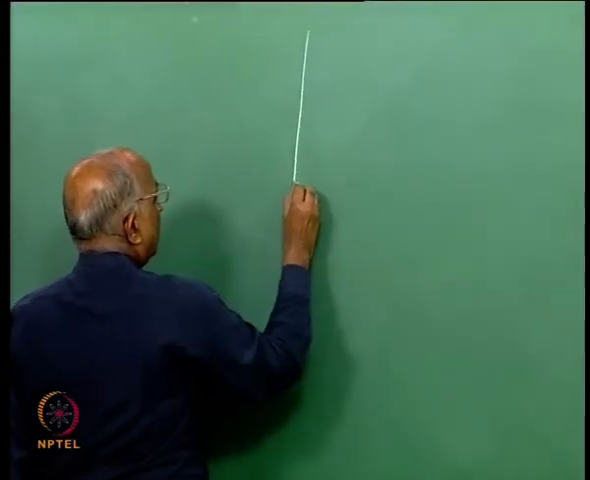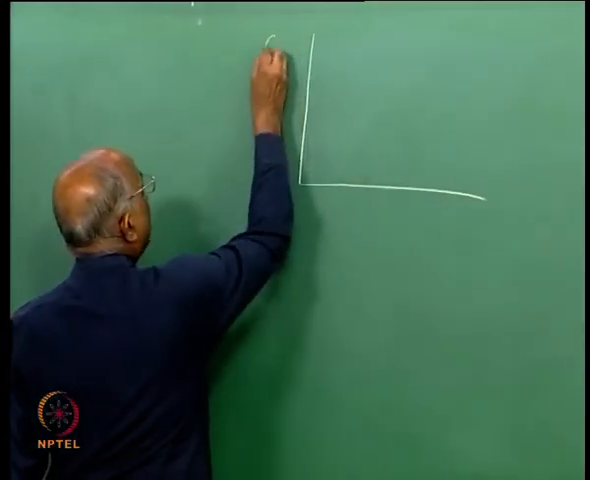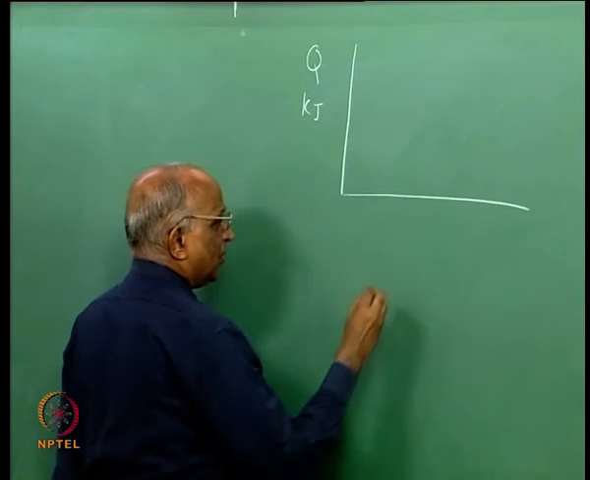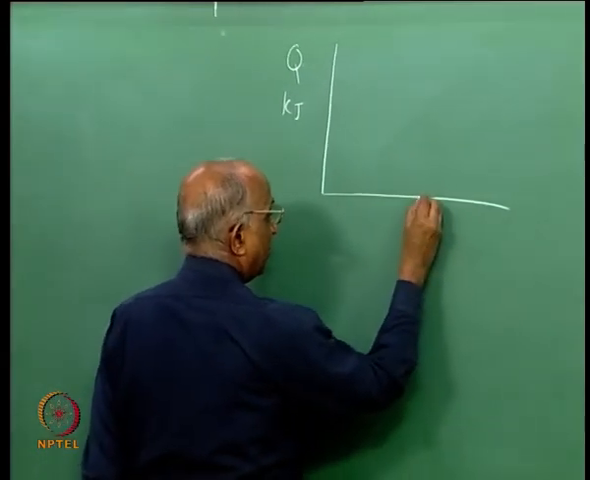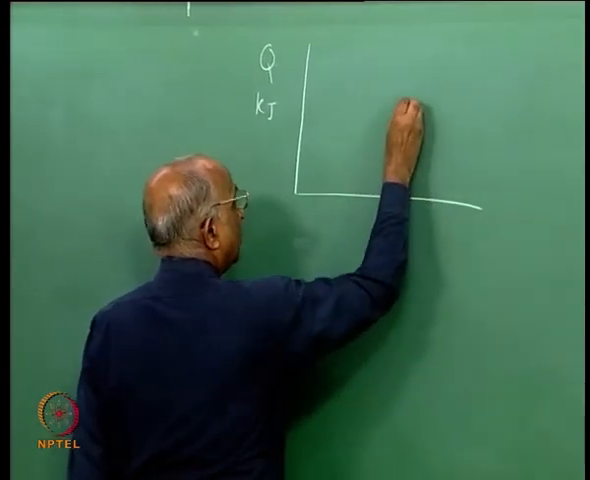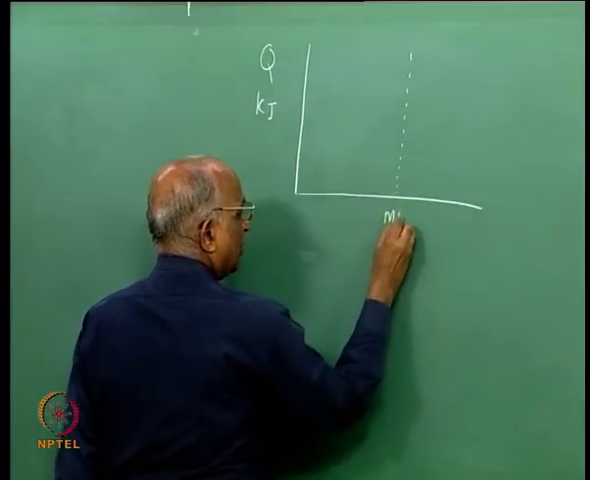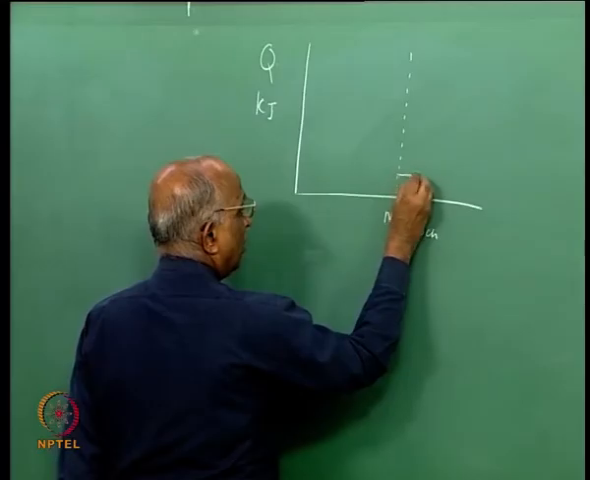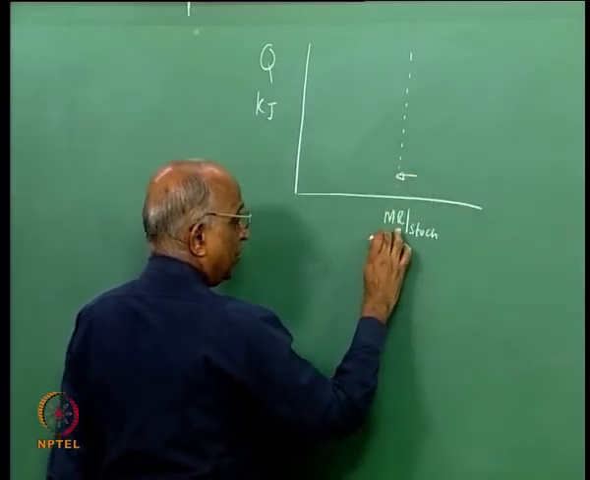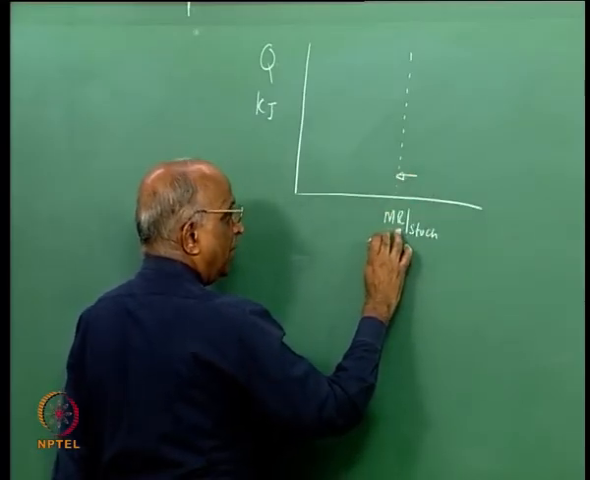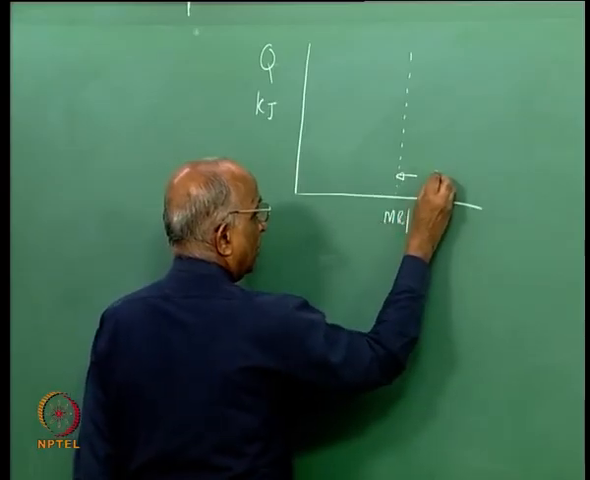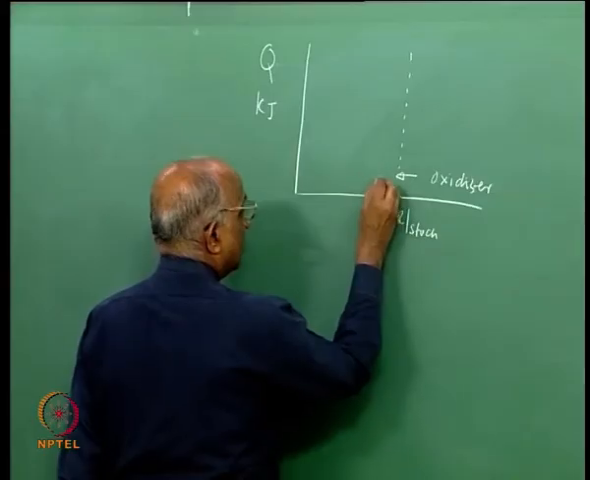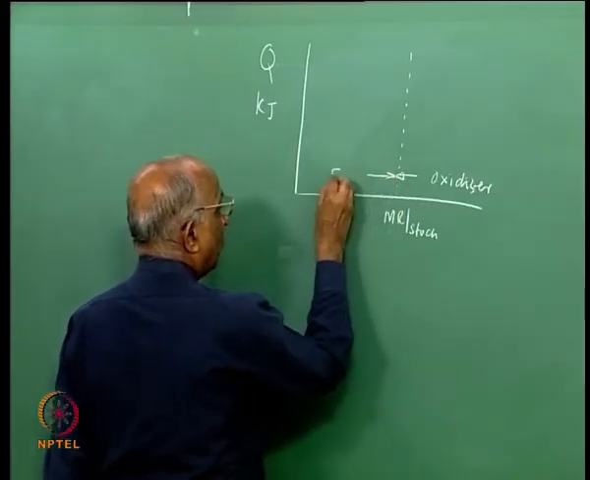We plotted the heat release Q, so much kilojoules, as a function of equivalence ratio or mixture ratio, and the mixture ratio is said this corresponds to mixture ratio stoichiometric. This corresponds to the oxidizer rich, because mixture ratio is defined as mass of oxidizer divided by mass of fuel. This is oxidizer rich zone, and this is the fuel rich zone.